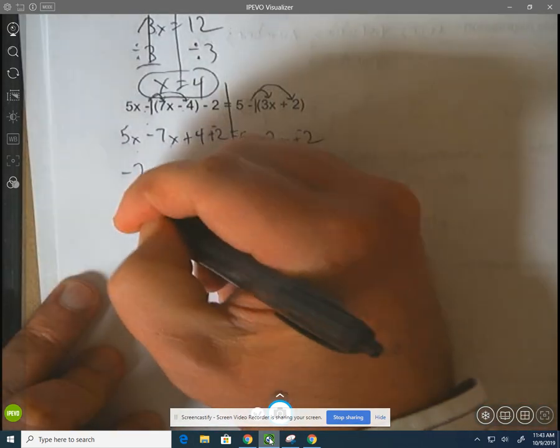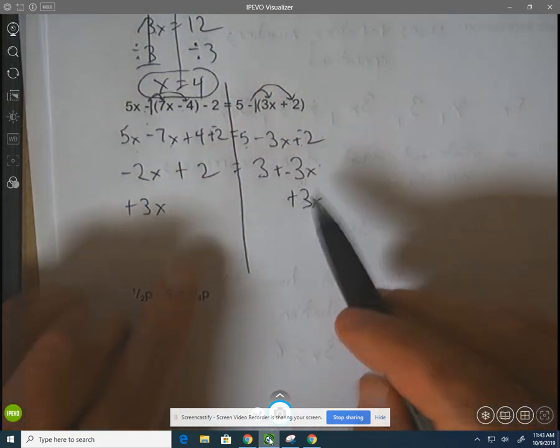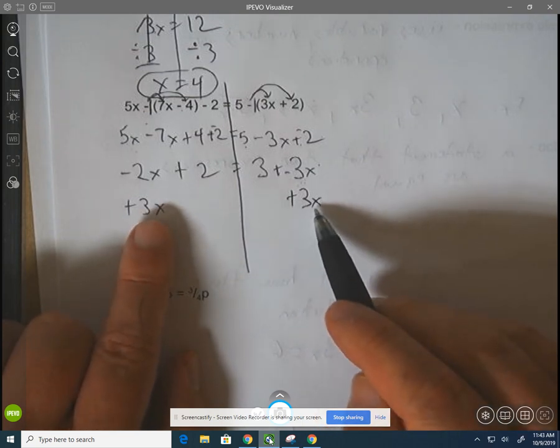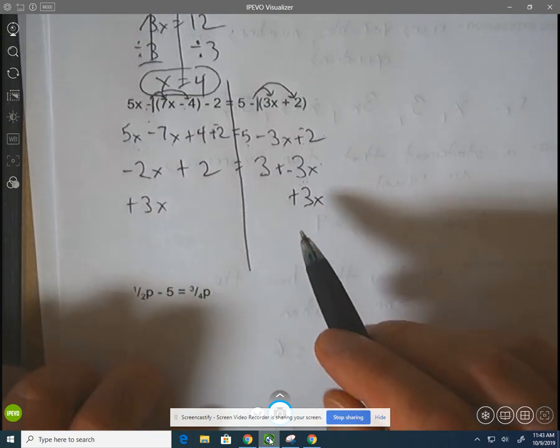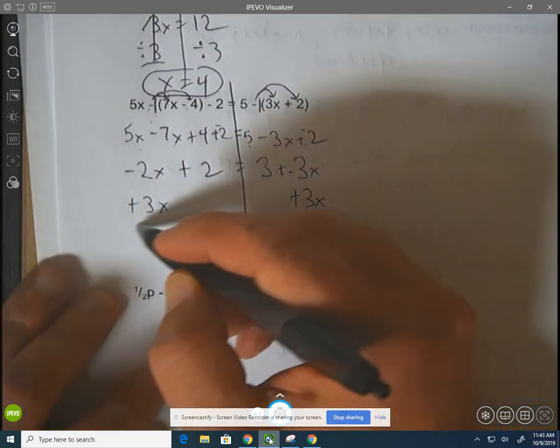And that's perfectly okay to do as long as I come over here and add 3x. Because again, if x is 6, I'm adding 18 to both sides. If x is 5, I'm adding 15 to both sides. I'm adding the same thing to both sides. And notice where I wrote that. I wrote it underneath the like terms.